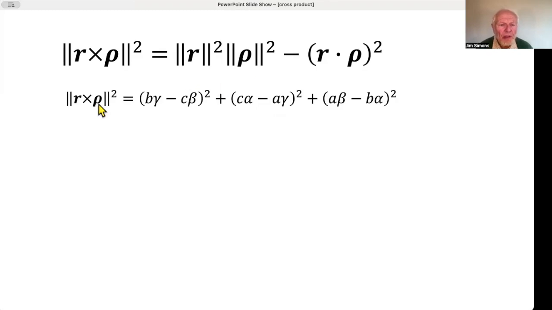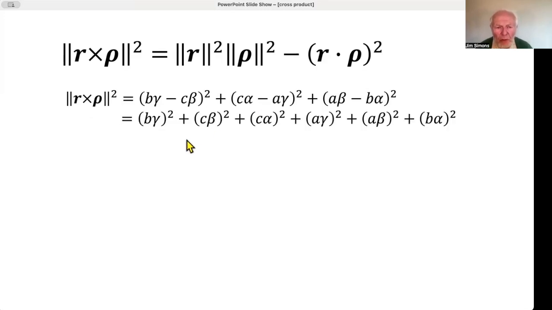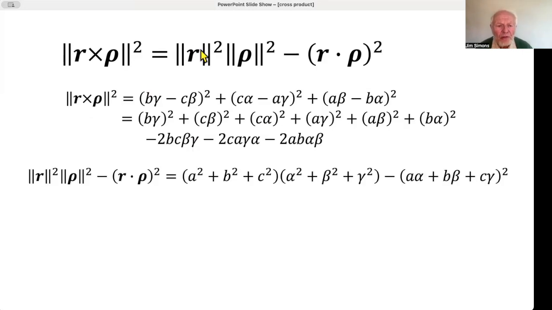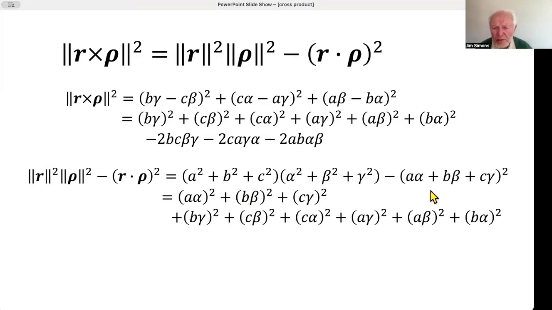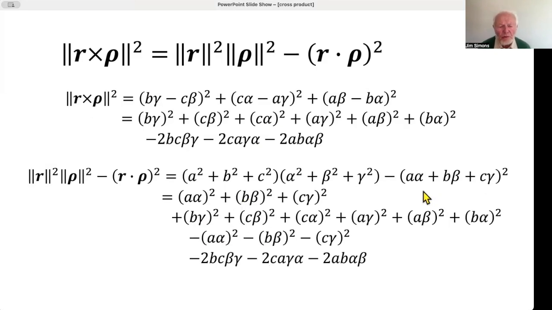So this is the sum of the squares of the components of that vector. So that's that lot. Expand that, you get all the squares and all the cross terms. Then do the same thing here. So mod r squared is a squared plus b squared plus c squared. That's mod rho squared. And this is r dot rho. Expand that in the same way, similar terms and the cross terms. And this one, all the squares and all the cross terms. And now you'll notice that those two cancel, those two cancel, and those two cancel. So we're left with exactly the same thing.